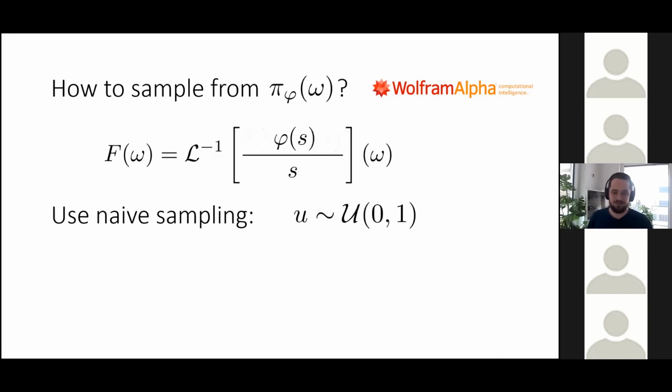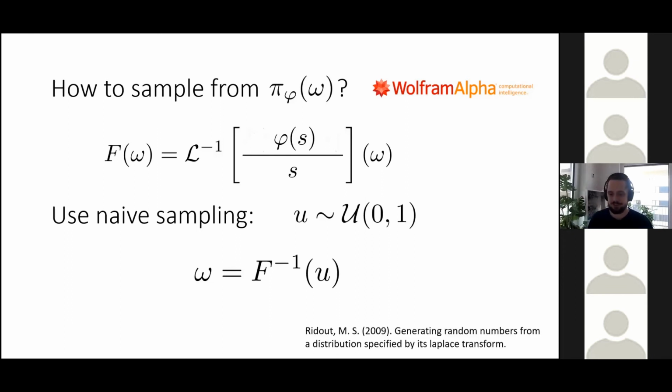We can use naive sampling. So we sample from U, and we just need to solve the inverse problem of finding omega as F minus 1 of U. This sounds hard, but this is possible. And there are very efficient techniques, such as this paper by Readout, where we make an approximation of the inverse Laplace transform, and we do a Newton step to converge very quickly to the correct value. And we can even use a previous value to find the omega even more quickly.